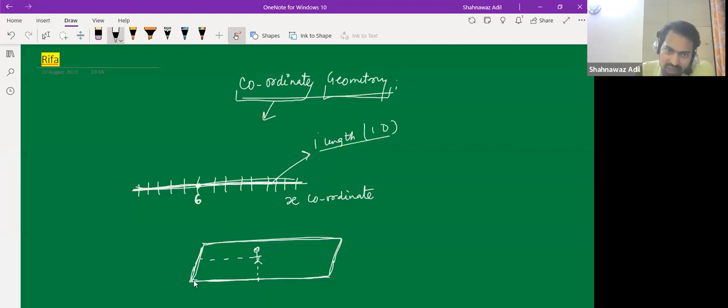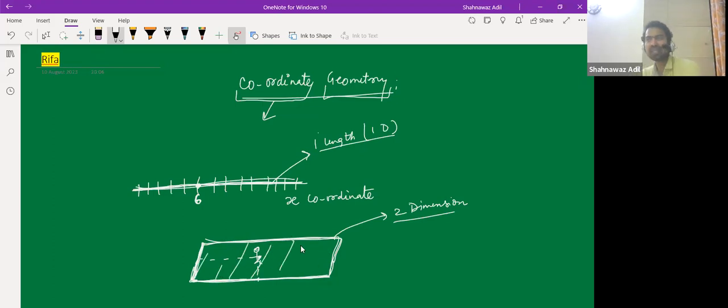But how many lengths does this floor have? How many dimensions? The floor has two, so it has this length and this breadth, right? So it has two dimensions. Is this clear to you? Because I need this x distance and this y distance to represent the location of this person. That is why this is two dimensional.